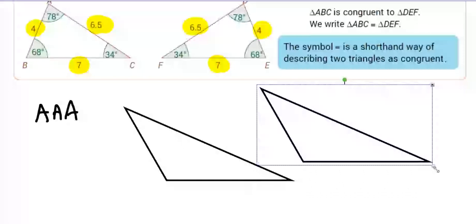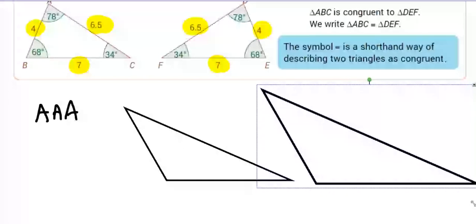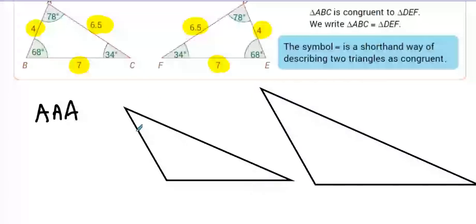What happens if I grab this and scale it up? Did I change the angle? No. Lads, in this triangle here, all the angles are the same size. But because the sides are in different lengths, it means they're not congruent. So AAA is useless when it comes to congruent triangles.